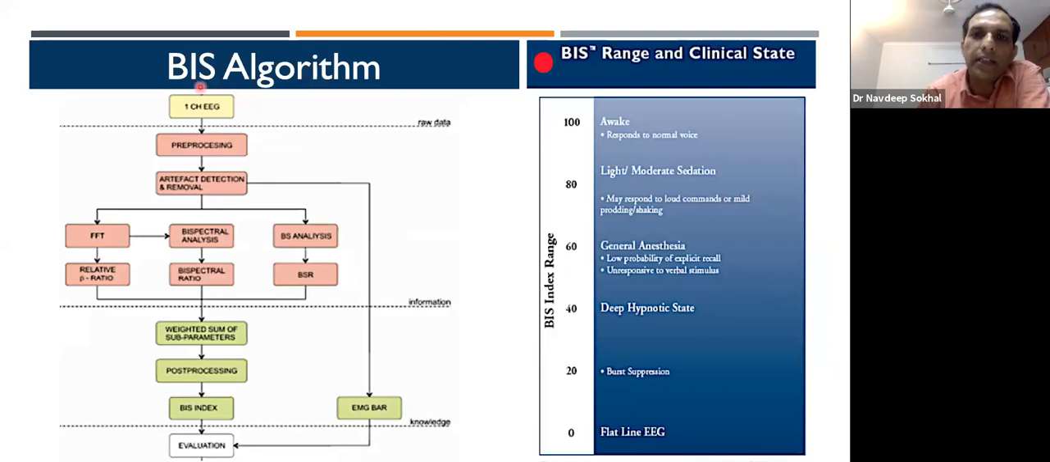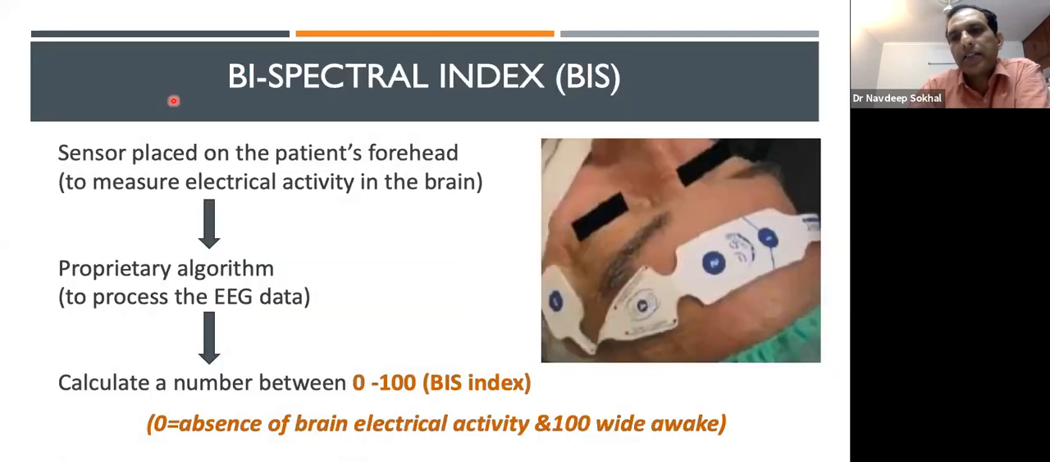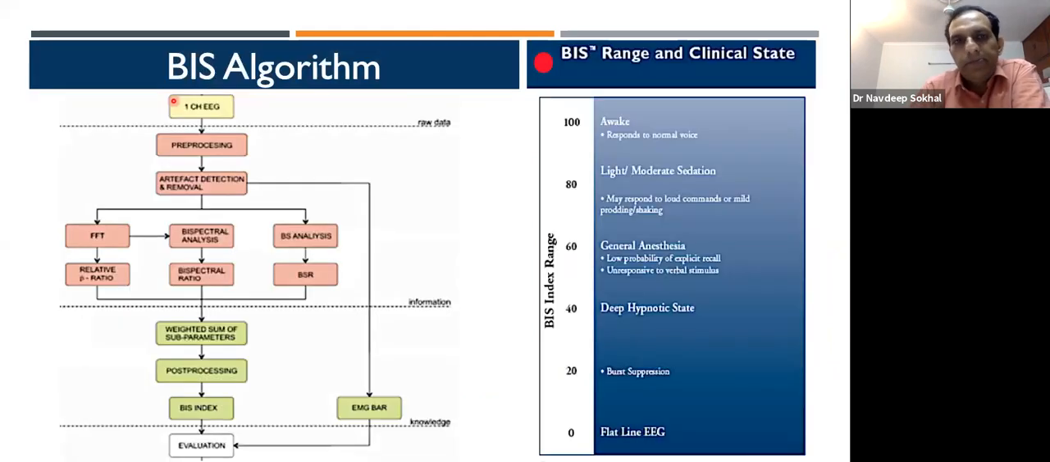So here is a one channel EEG, only one side applied. Okay. What will happen? The EEG signals will be pre-processed. Artifacts will be detected and removed. And then the EMG would be segregated, that is, signals in the frequency band above 32 would be separated from those below 30. So these are the EMG signals.